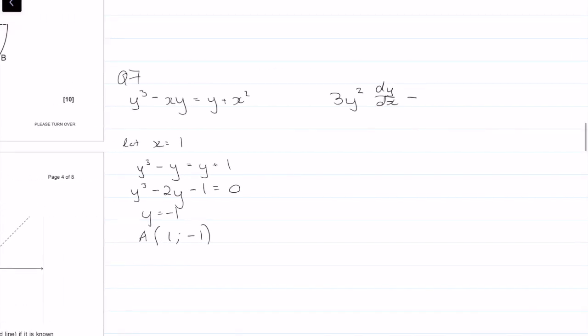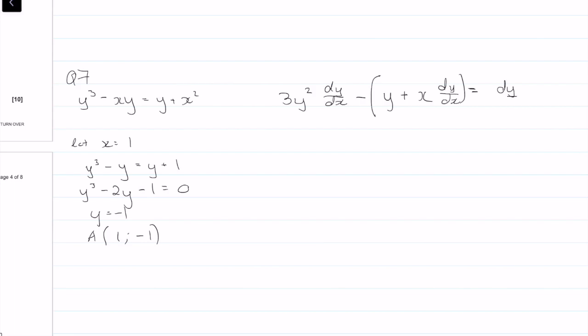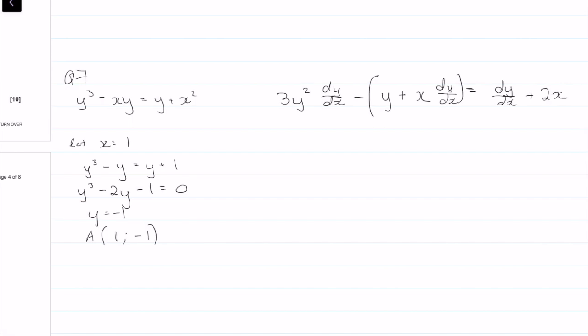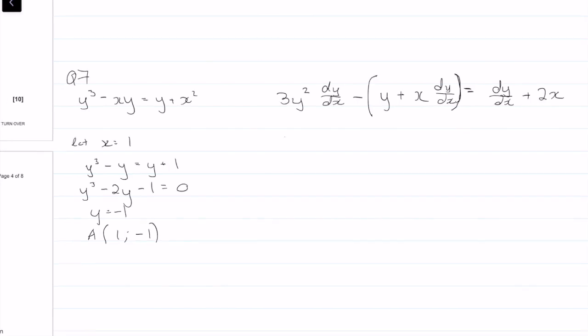Minus, and we're going to use the product rule here. I'm going to put brackets around it. Using the product rule, we differentiate the first, so differentiating x is just 1, and then we're left with y, plus we leave the first now and we differentiate the second, which is just dy/dx. This is equal to the derivative of y in terms of x, which is dy/dx, plus differentiating x squared gives 2x. Now let's multiply this minus out. So we have 3y squared dy/dx, and we bring this term across as well, so minus dy/dx, minus y, minus x dy/dx is equal to 2x.